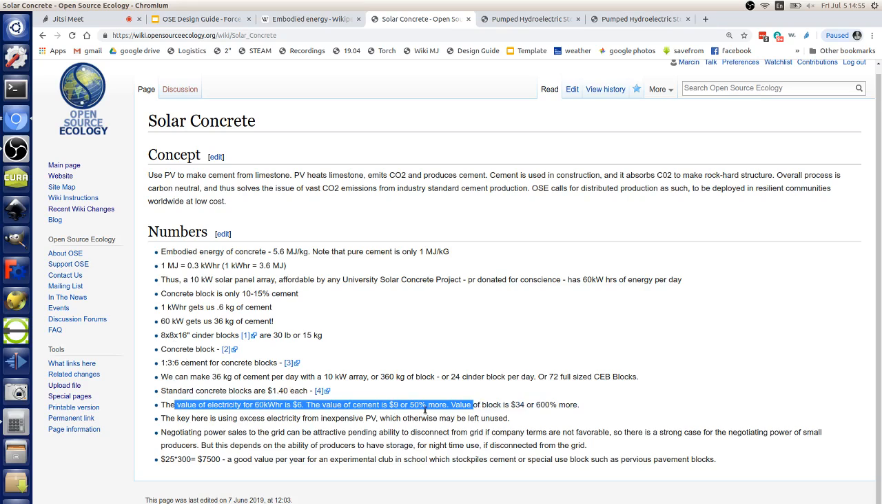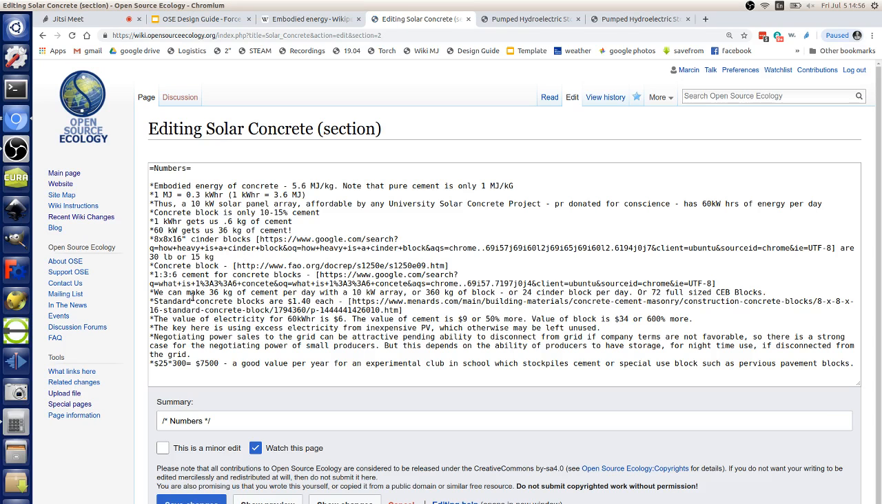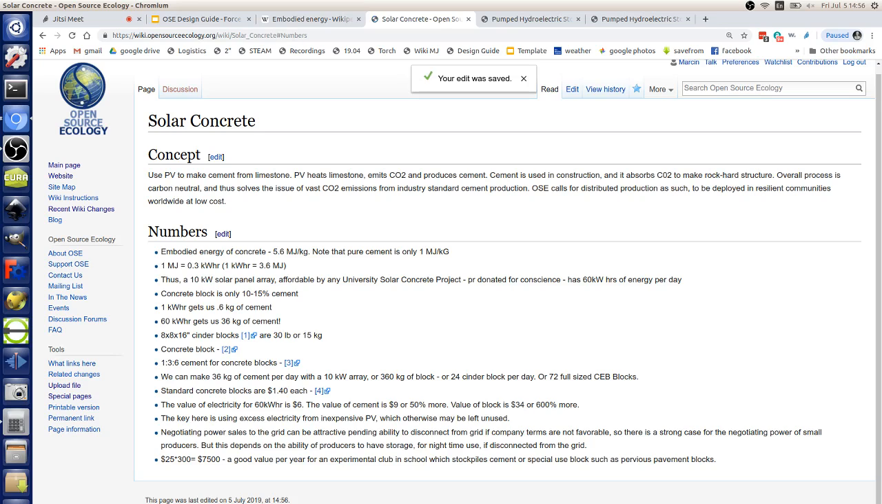Embodied energy. 36 kilograms per day on 60 kilowatts. Yeah, so you get a 10 kilowatt solar panel array. Oh, I was thinking about, let's get universities doing this so university students are making concrete. 60 kilowatt hours of energy per day. It's not a mistake there, we're talking about 60 kilowatt hours from a 10 kilowatt array. Sorry, let me correct that right now. 60 kilowatt hours, in other words, a 10 kilowatt array, something 3 times the size of what we have on the Seed Eco Home, that gets us 36 kilograms of cement. It's not bad for solar concrete.